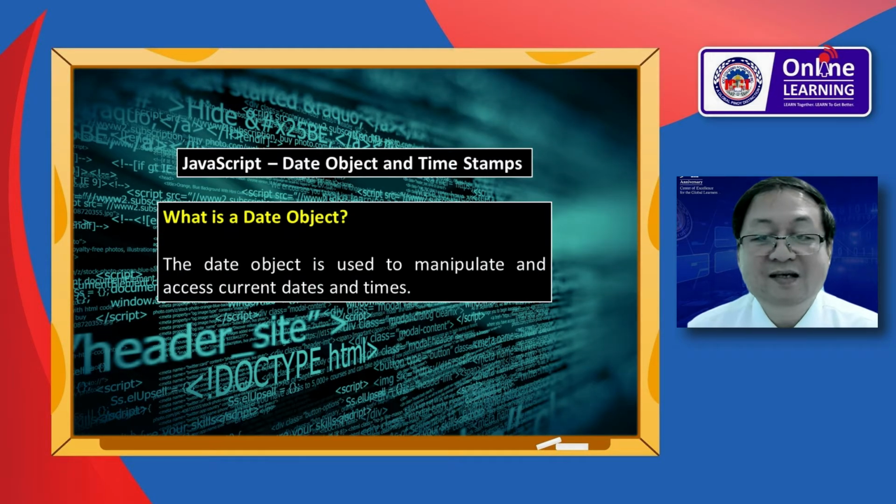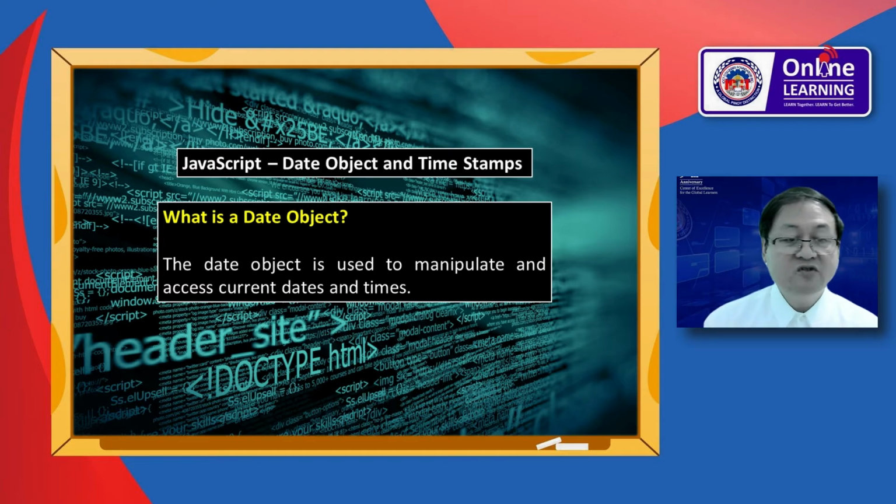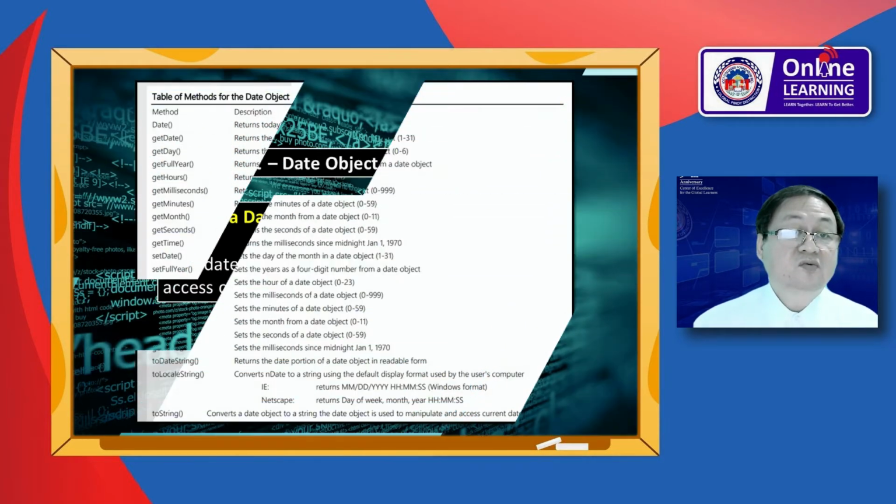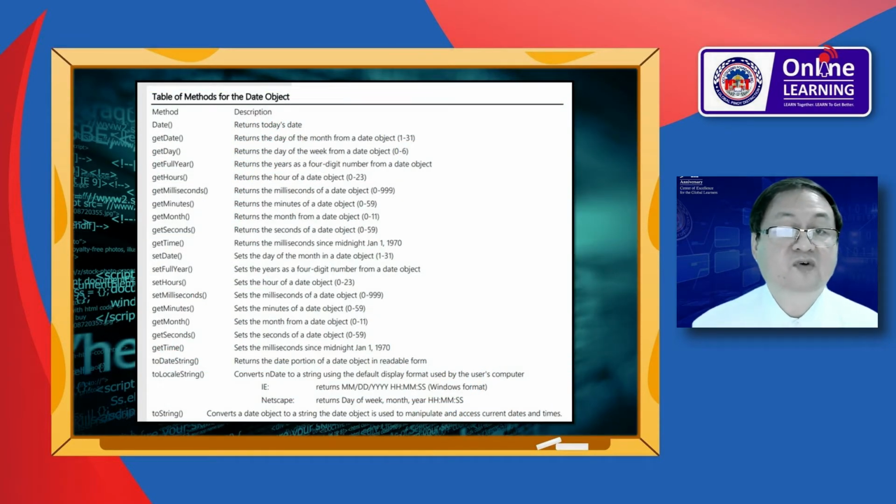JavaScript date objects and timestamps. What is a date object? The date object is used to manipulate and access current dates and times. So we have here the table of methods for the date objects. Methods and description. Date(), returns today's date.